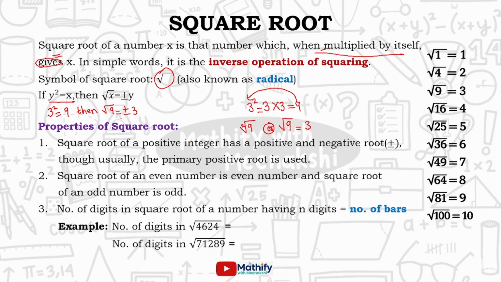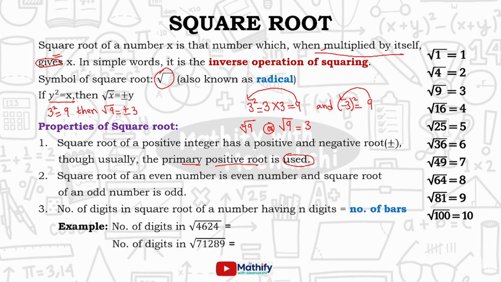Now why I wrote plus minus 3? As you know that 3 square is also 9 and minus 3 square is also 9. So we can say that square root of 9 is minus 3 or positive 3. But as you can see, the first property of square root, that square root of a positive integer has positive and negative root. Though usually the primary positive root is used. So usually we take only the positive root, which is also called the principal root.